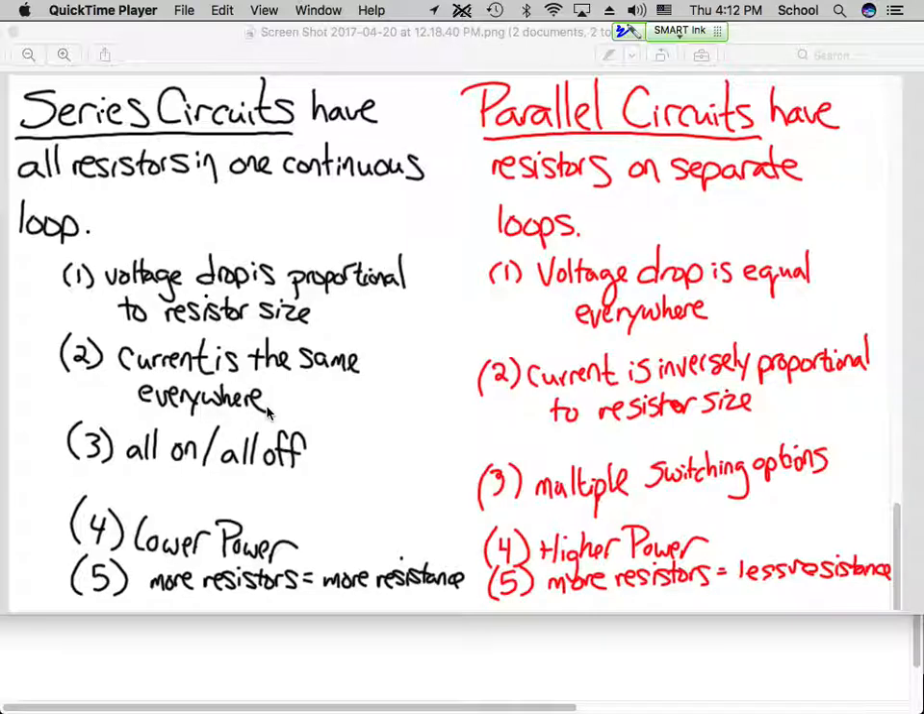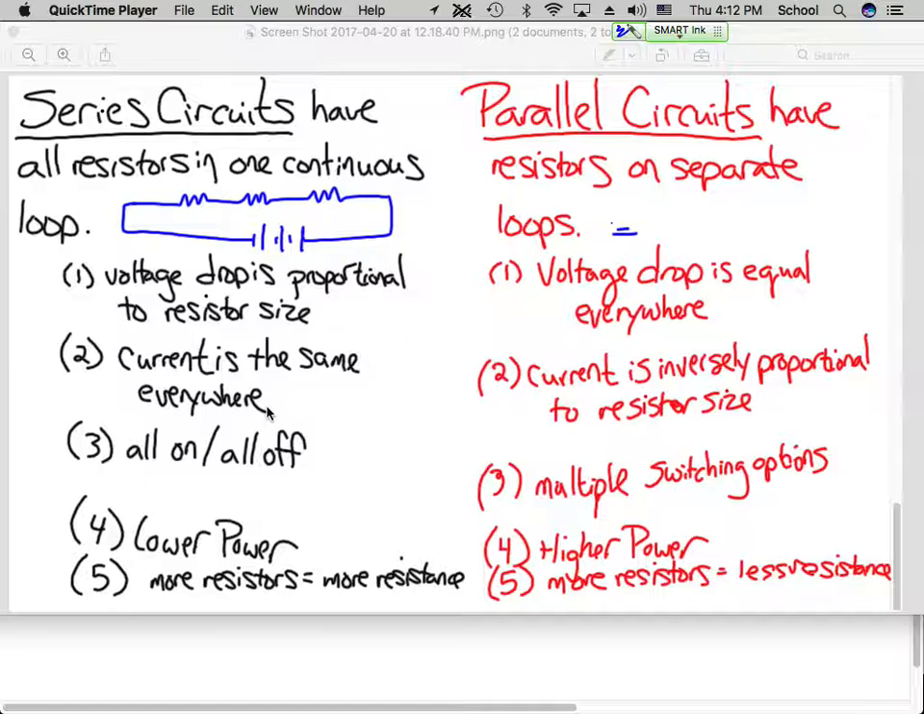In a series circuit, all the resistors are in one continuous loop. So I have a resistor, I have another resistor, I have another resistor, and then I have to have a power supply. In this case, we're going to put in a battery as our power supply, and it comes back. So we have a complete loop. It goes through all three resistors. There's only one possible pathway to go through all these three resistors. So that's in series.